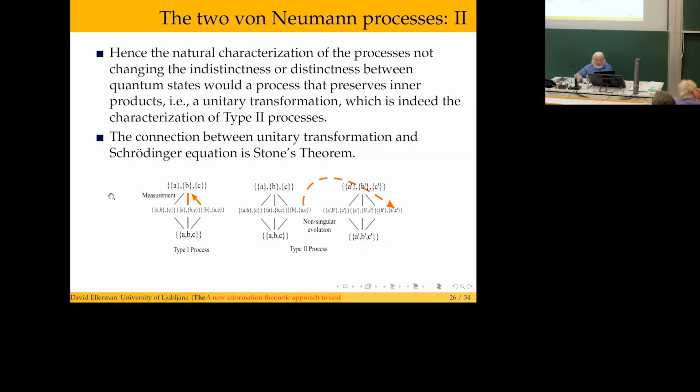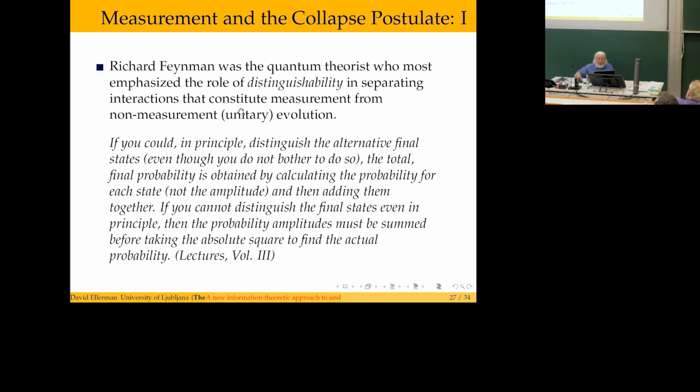So here we have the two processes. One is the process that introduces distinctions and makes us jump. Here we have unitary evolution. And the important thing to notice is that unitary evolution can take place at the quantum level. It's not something that takes place at the classical level at the top. And that's very important to understand, for something like what happens in the double slit experiment and so forth.